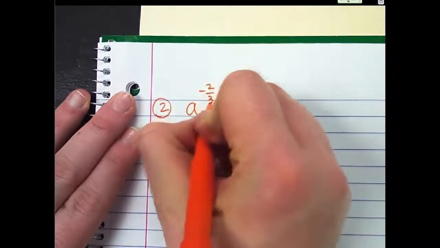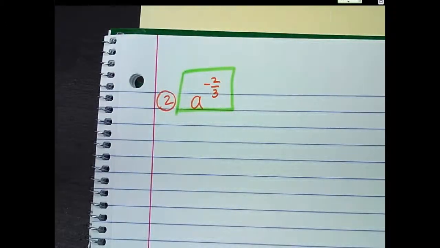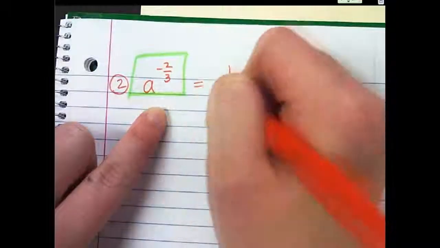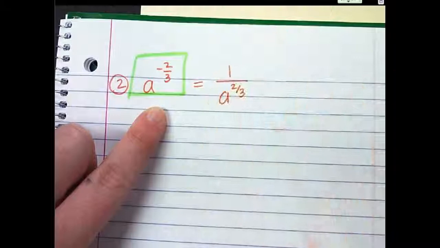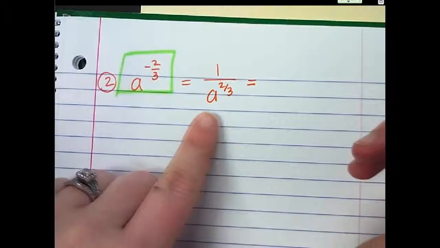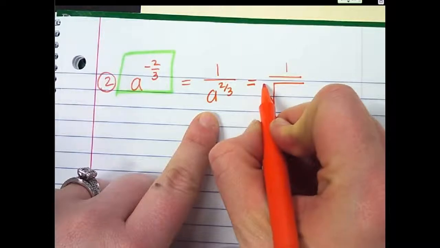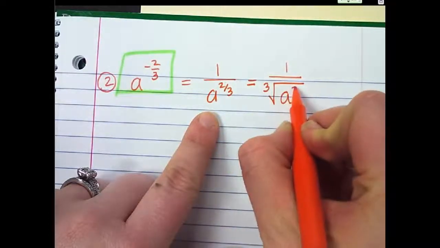Negative 2/3 power. All right, what would you do first? Yes, make that a positive. So 1 over a to the 2/3. Okay, let's change this to radical form. So 1 over, what goes on the outside? 3, and then on the inside, squared.